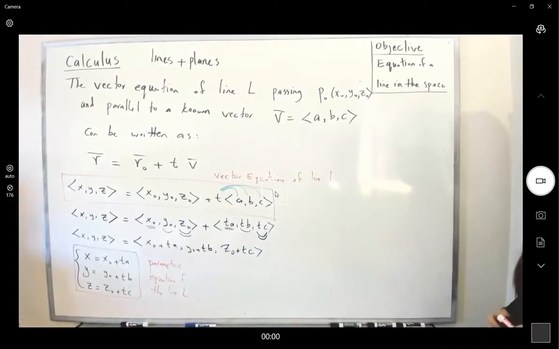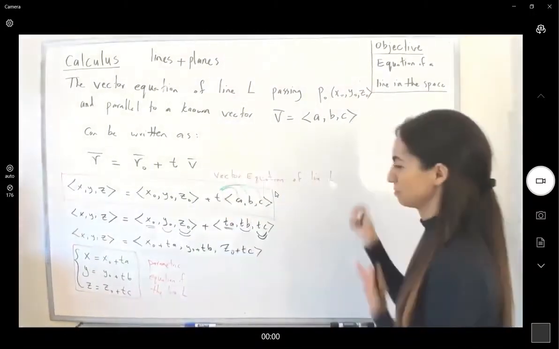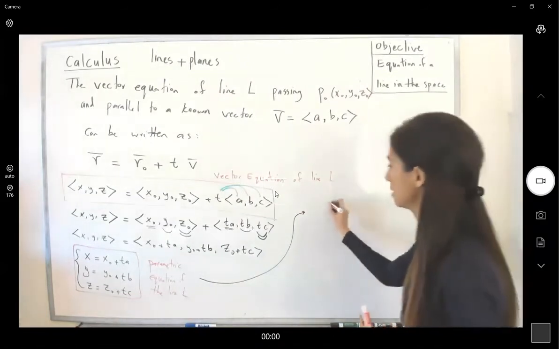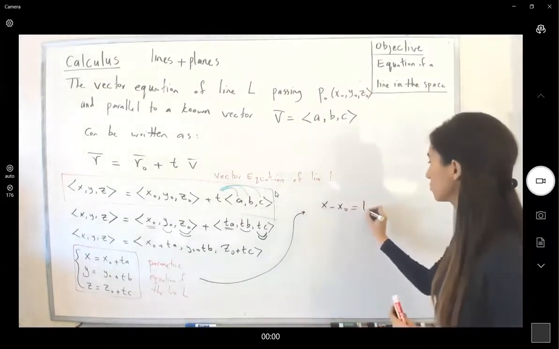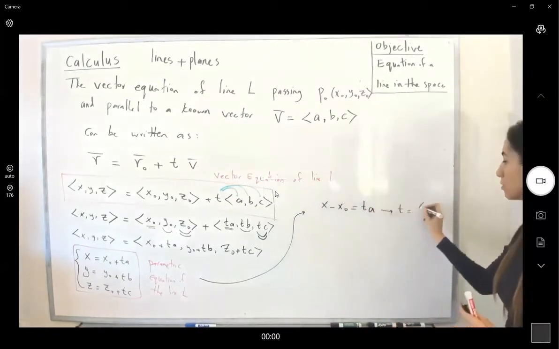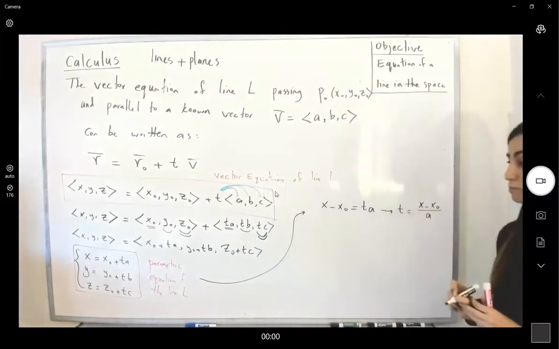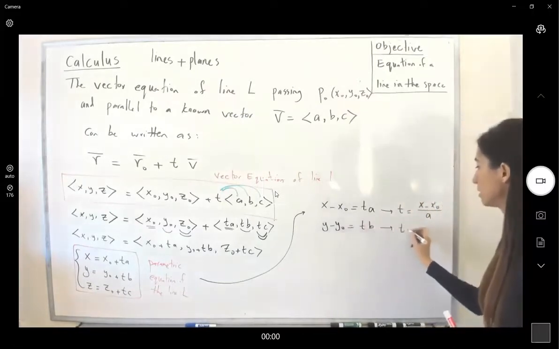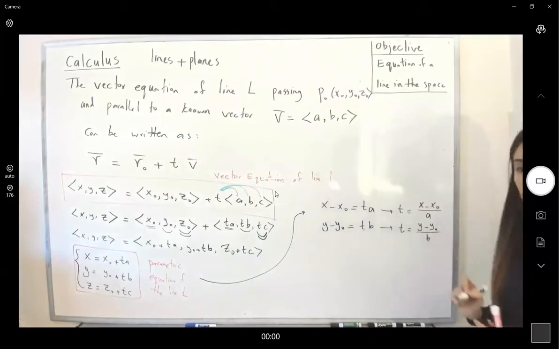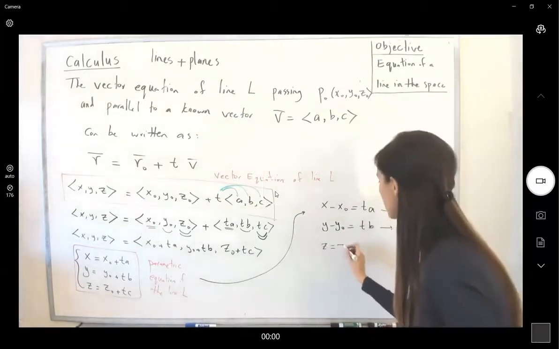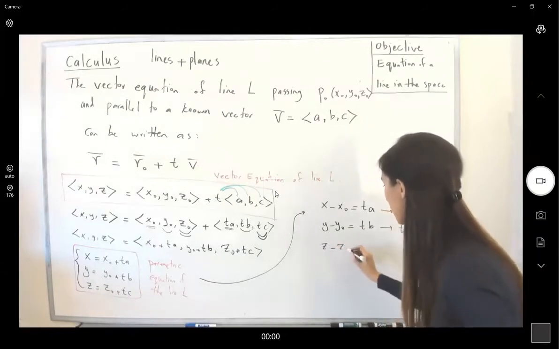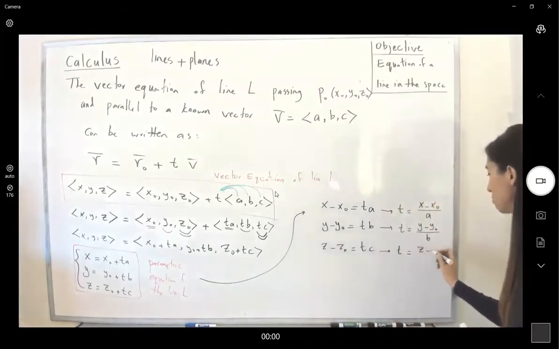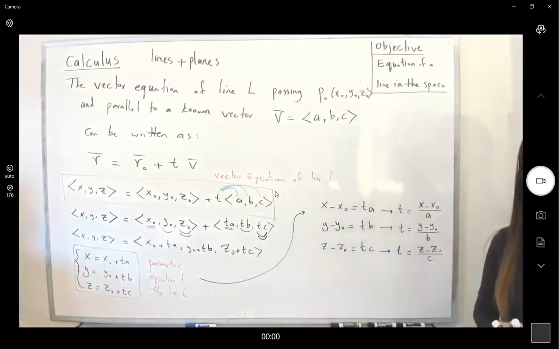Okay, again, algebra. The first equation tells me that X minus X sub 0 is equal to T times A, or T is equal to X minus X sub 0 divided by A. The second equation tells me that Y minus Y sub 0 is equal to TB, or T is equal to Y minus Y sub 0 divided by B. And the last equation tells me that Z minus Z sub 0 is equal to T times C. So T is equal to Z minus Z sub 0 divided by C.